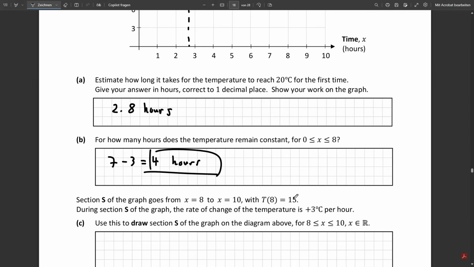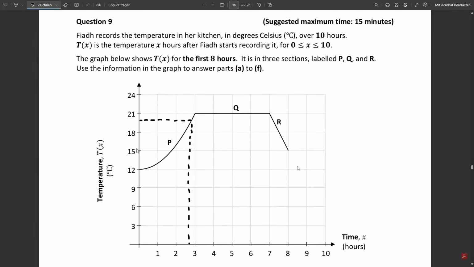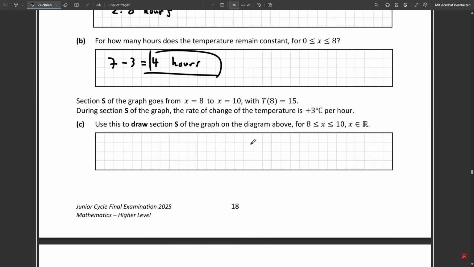We have to draw section S. So it starts at 15, and we're adding an extra 3 per hour. So adding an extra 3 is basically just doing a full box, and doing that in 1 hour is doing it in one box. So it starts at 15, and in the next hour, we want to get to 18. So there, and then you draw this with a straight ruler, obviously, and then the next hour, it'll add another 3 to get to 21. Here's section S there.